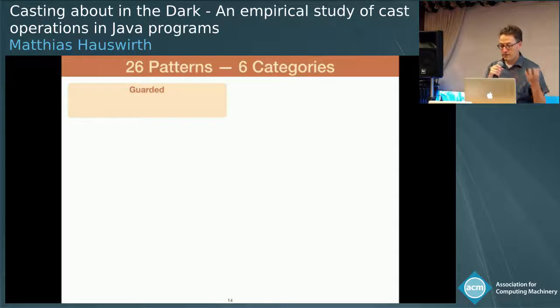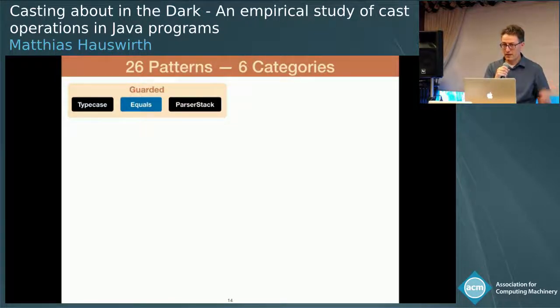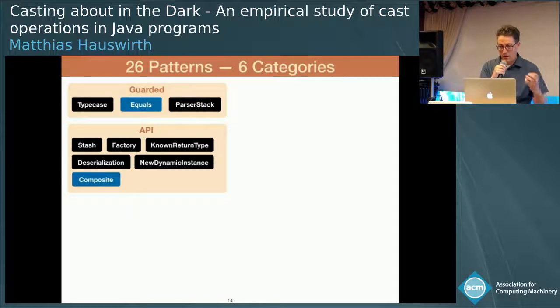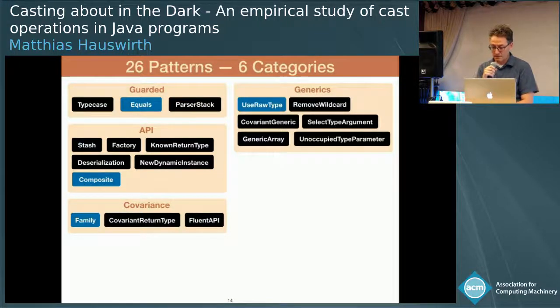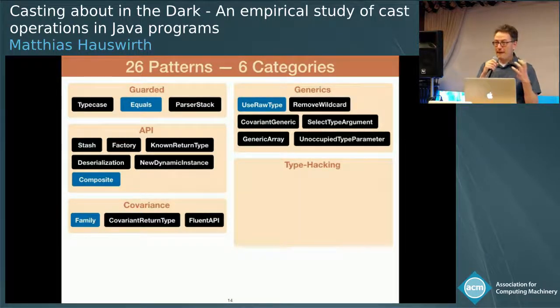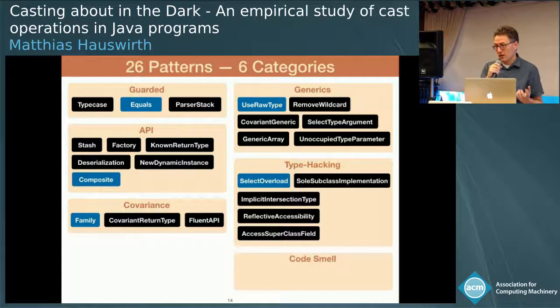The first category is what we call guarded casts, and you have 3 patterns there. The blue one is the one I'm going to explain to you afterwards in a little bit more detail. Another group is API, so that's casts that depend or are kind of guarded by information you have about the API. Then covariance, casts in relationship to covariance or the absence of covariance. Casts with relation to generic types. Casts about type hacking, where you're putting a cast there, but it's not really to cast the type, but to cast the value. And finally, casts we would say are code smells. They should probably be removed.